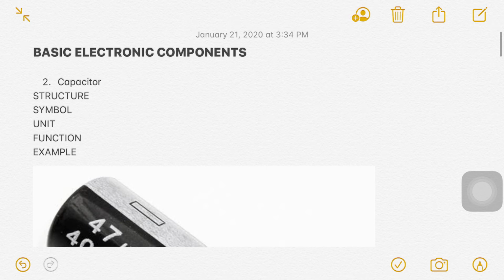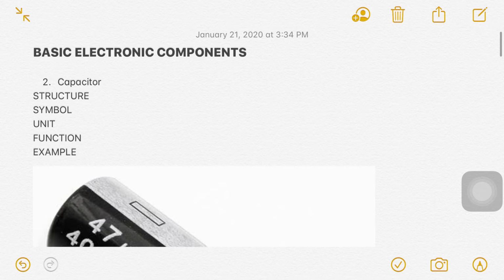Another video in the series of basic electronic components. Now, we've previously discussed the resistor. Now, we'll have a brief discussion about the capacitor, so we'll try to familiarize ourselves with it. This video is specifically, I think, for freshman ECE students. This will be a very basic discussion.